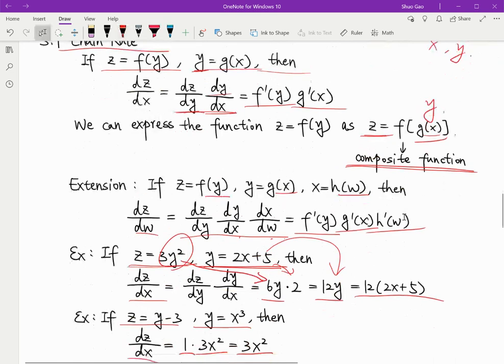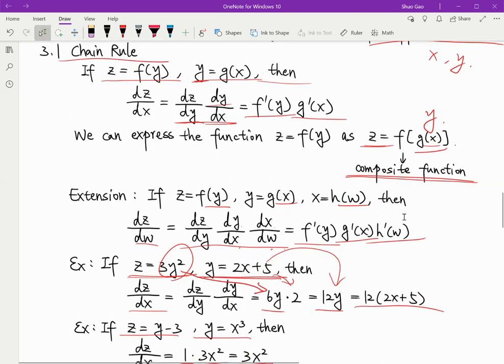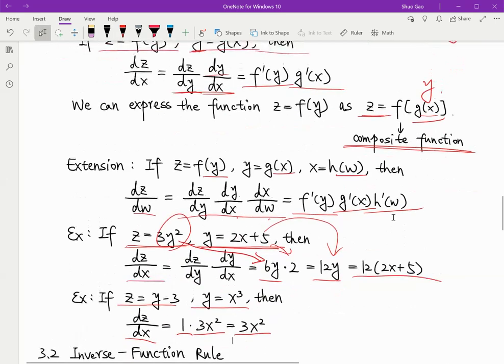So this is called the chain rule, right? If we have multiple variables and they are related to each other, we can use the chain rule to plug in the function and calculate the final derivative by calculating the derivatives one by one and then multiplying them together.